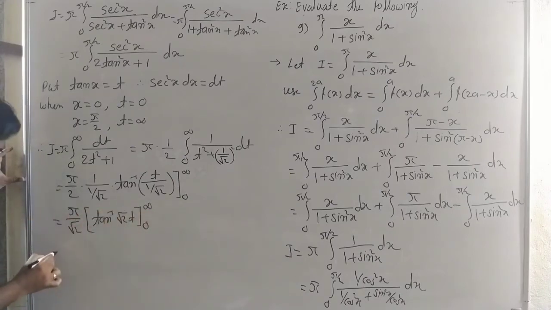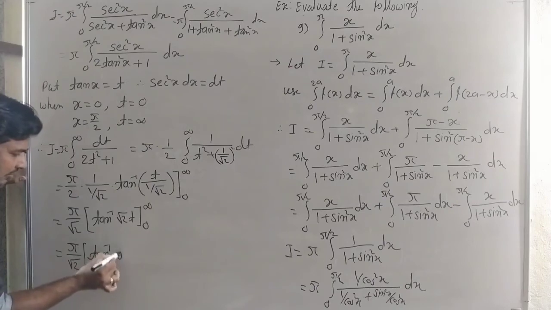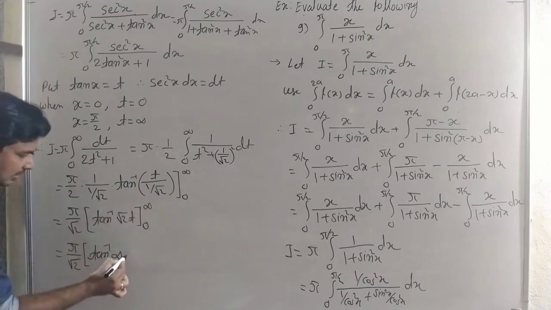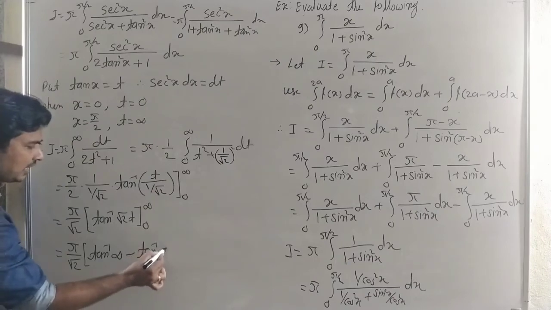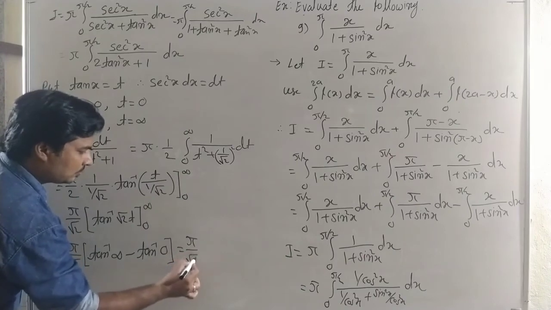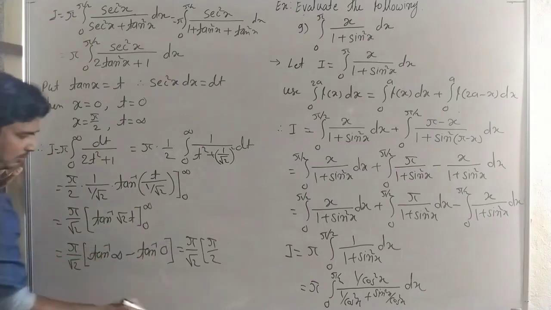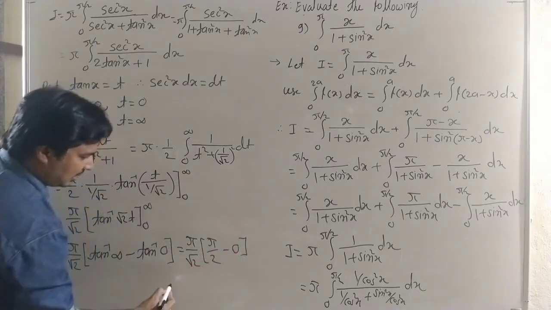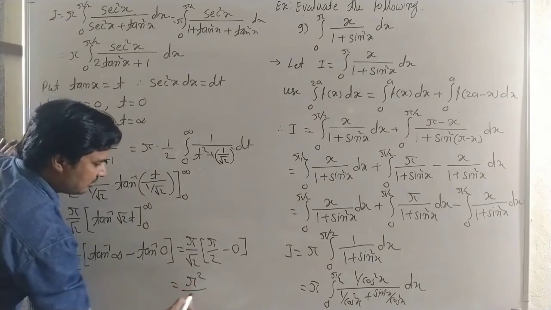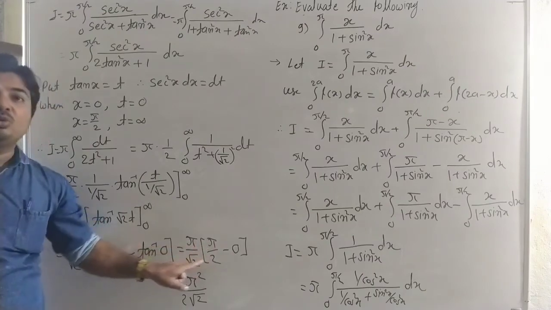Now upper limit minus lower limit: pi by root 2 into tan inverse of root 2 into infinity, that means infinity, minus tan inverse of root 2 into 0, which is 0. And then it is pi by root 2 into tan inverse of infinity, which is pi by 2, minus 0. Therefore the final answer is pi square upon 2 under root 2.